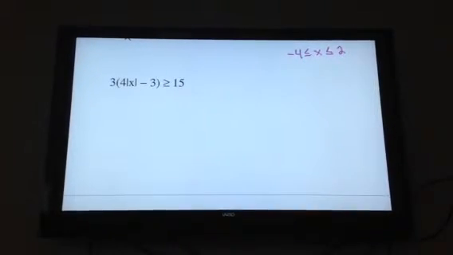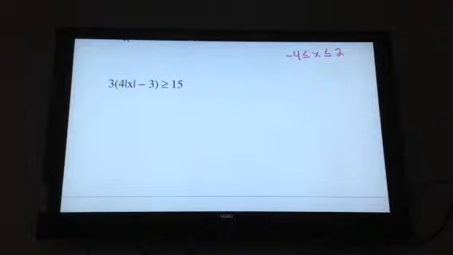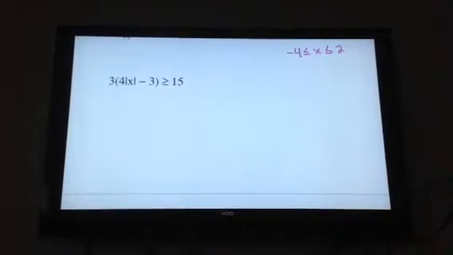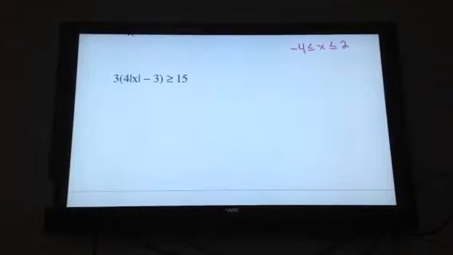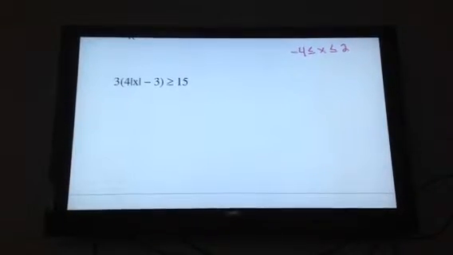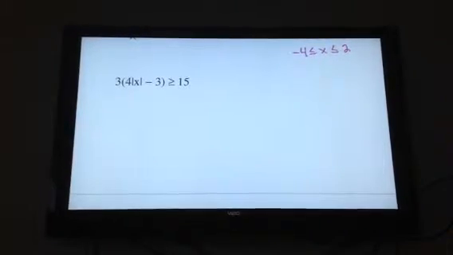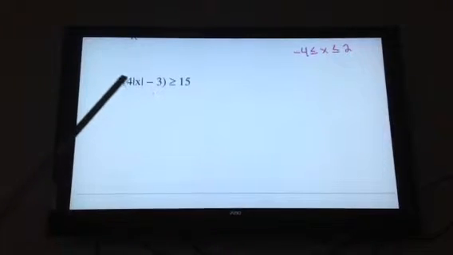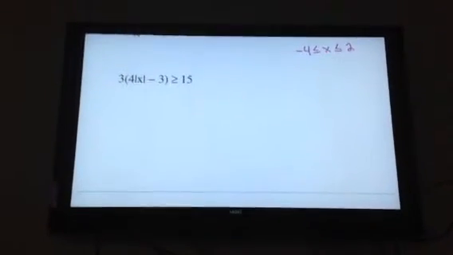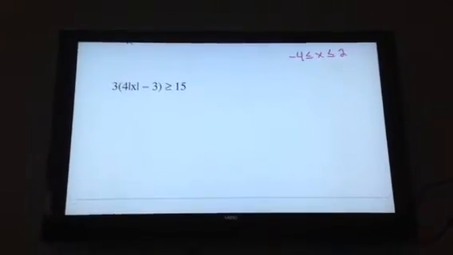Okay, the second one here. The absolute value is clearly not alone, so you have to get it that way. You have a couple of options. You could distribute the 3 first to get rid of my parentheses, or because the 3 is the coefficient of this whole term, I could divide by 3 first. My guess is that most people would think distribute, so I'm going to do it that way.